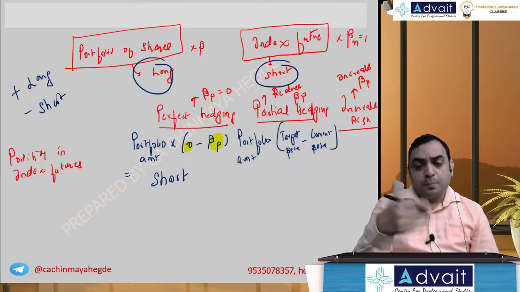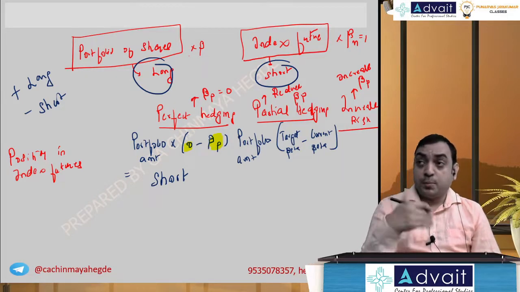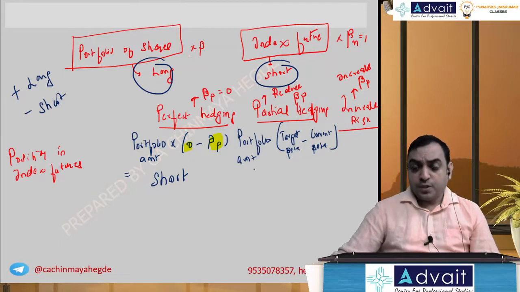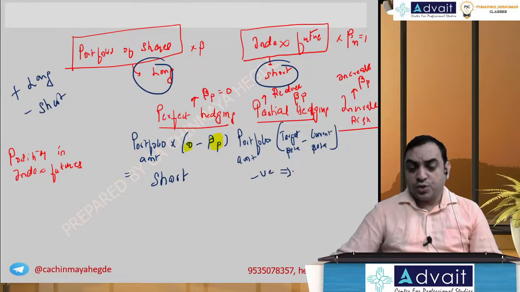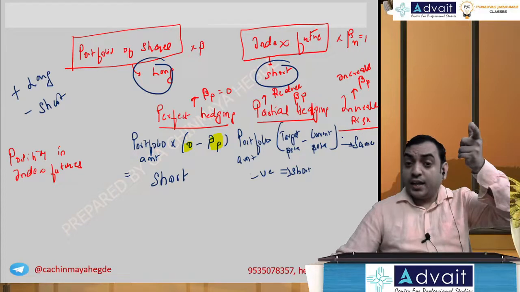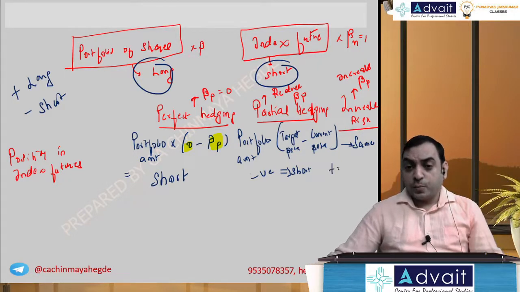So minus means short, plus means long. It is easy to apply. That's why I follow this format. So if the question in some textbook says current beta minus target beta, don't get confused. So partial hedging: usually you get a negative number because the target will be low. So you get a negative number. Therefore, you will have to short. But when I follow the same formula for increasing the risk, in that case the target beta will be high, higher risk, higher beta. So I'll get a positive number. When I get a positive number, this means I have to go long.